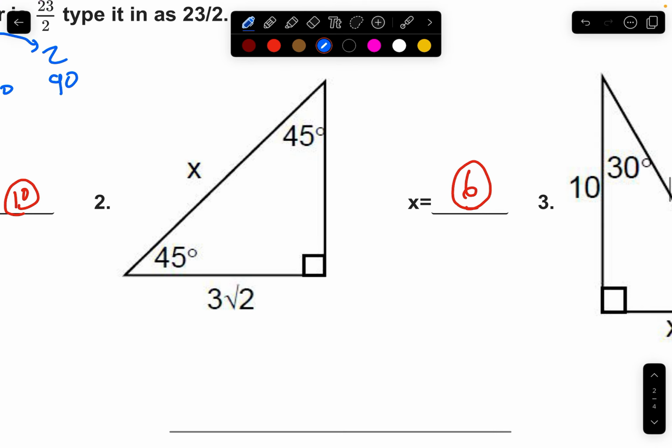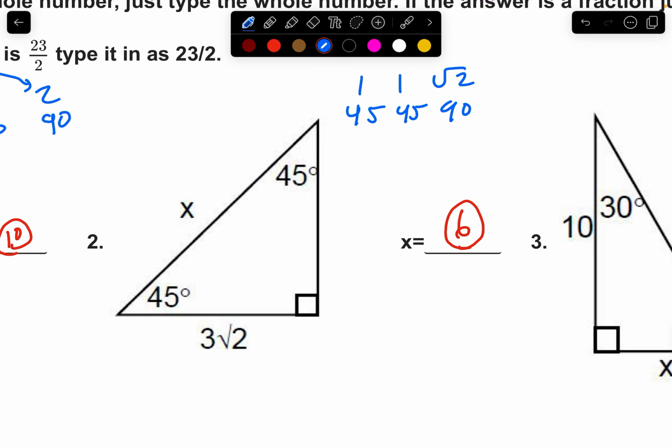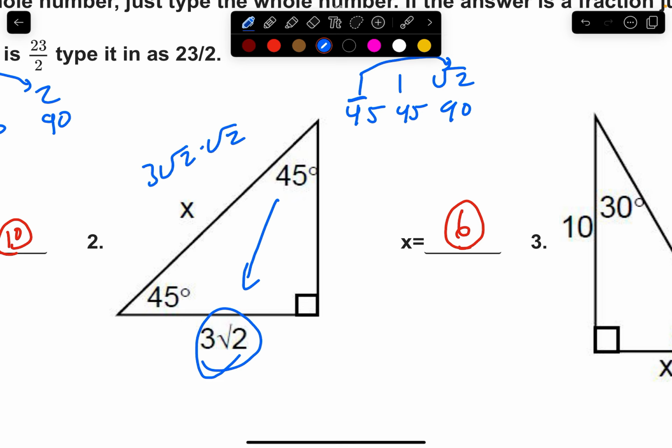Number 2, this is a 45, 45, 90. That reduces to 1, 1, root 2. We have the 45. We have the 1. How do you go from the leg to the hypotenuse? You do times root 2. So this would be 3 root 2 times root 2, which is 3 times 2, which is 6.